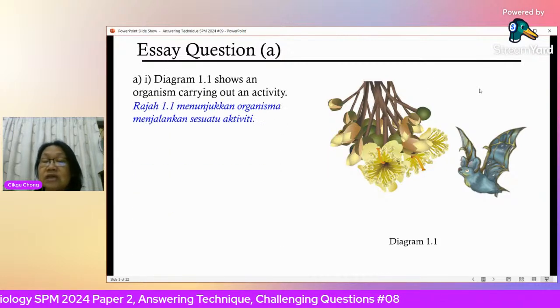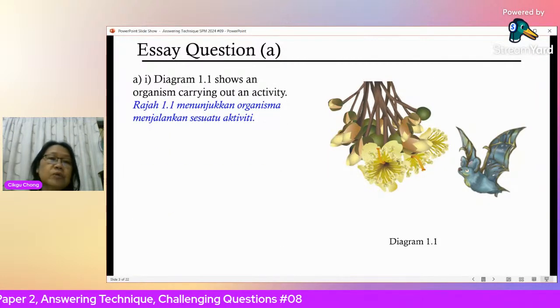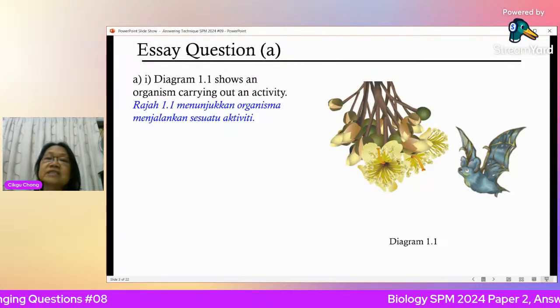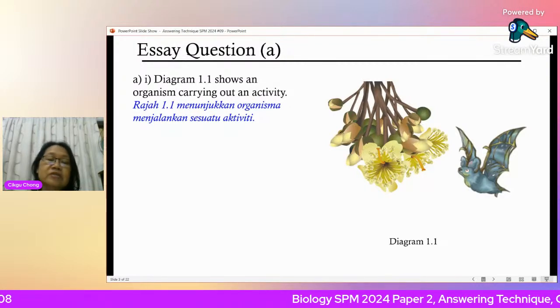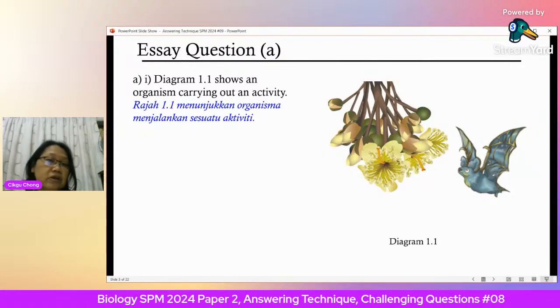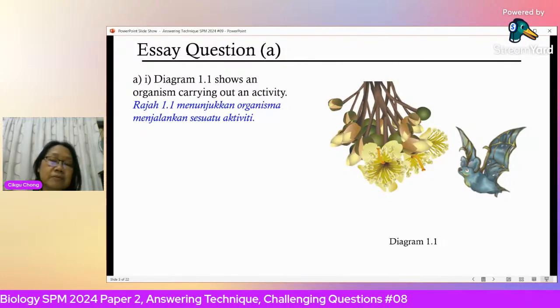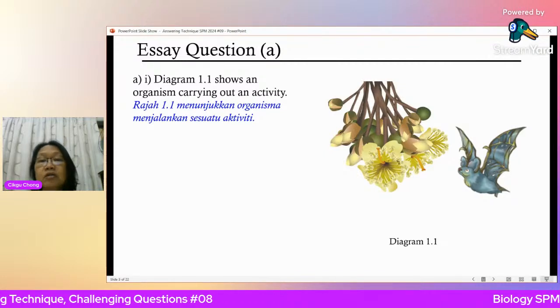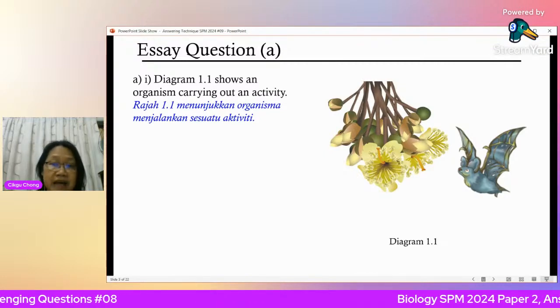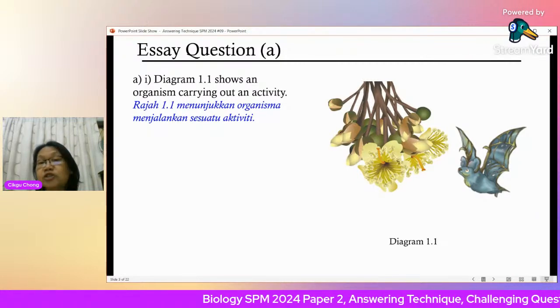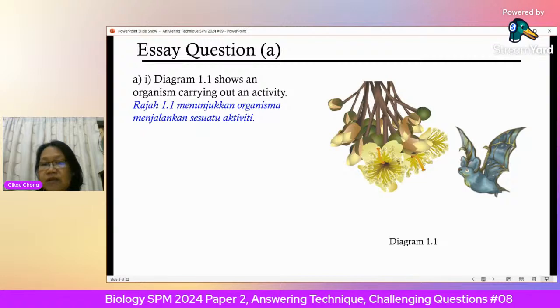So what's the question today? Diagram 1.1 shows an organism carrying out an activity. You can see what activity they are doing. If we look at flowers, we have anthers and the stigmas and all that. You can only think of one thing. Actually, animals help pollination. So this activity is actually pollination. Everyone can see the animals flying, but what we're talking about is pollination, because there's a flower here.